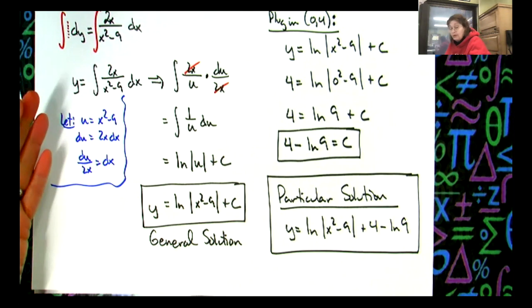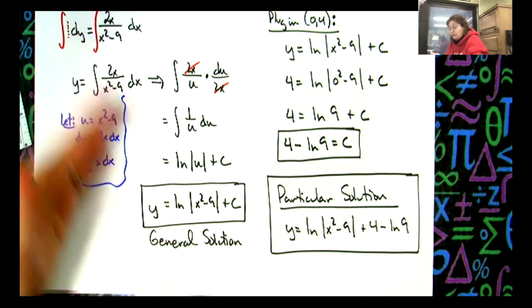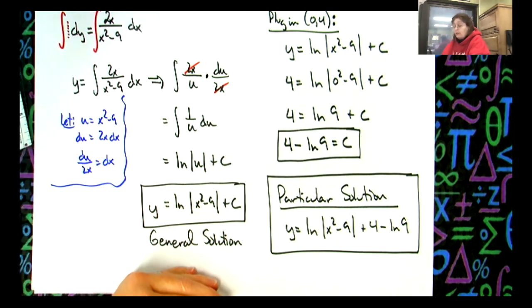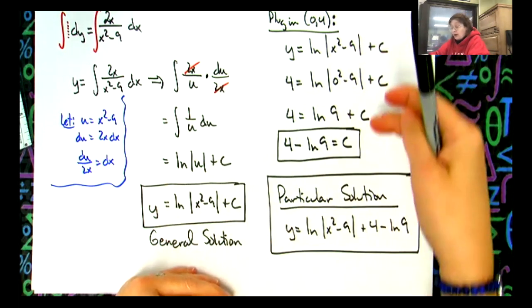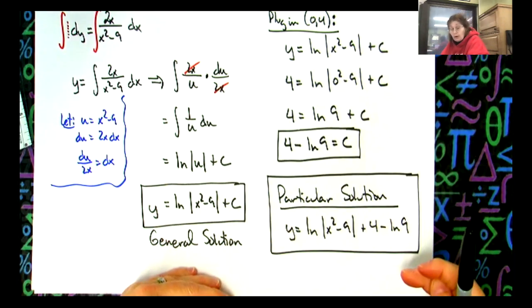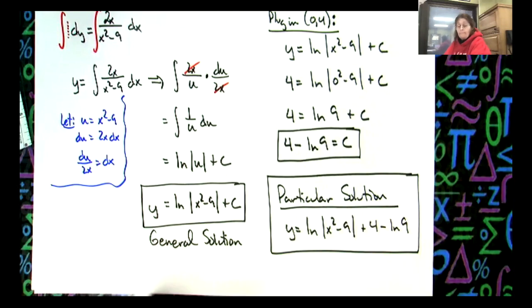I have solved this differential equation now. I've solved it and got a general solution. Then I plugged the constraints back in, I found my c, and now I can write my particular solution.